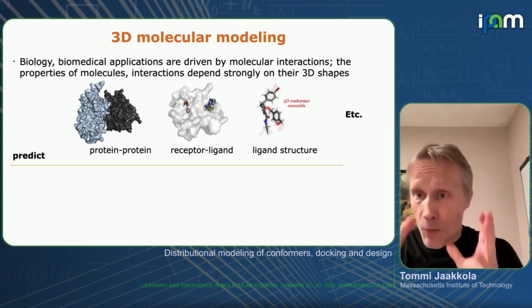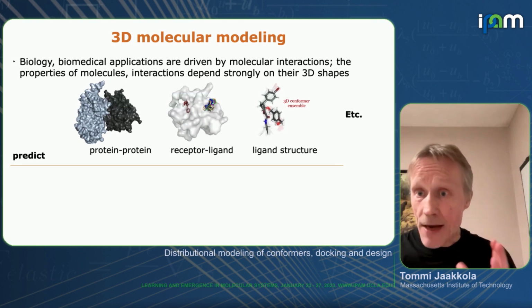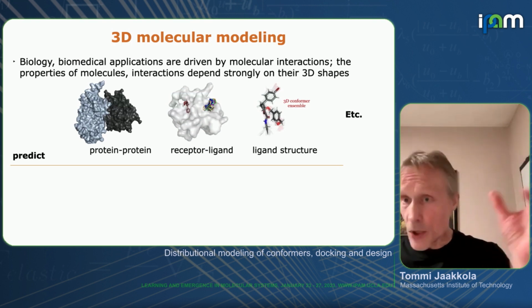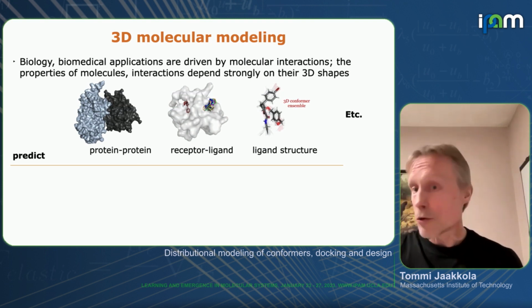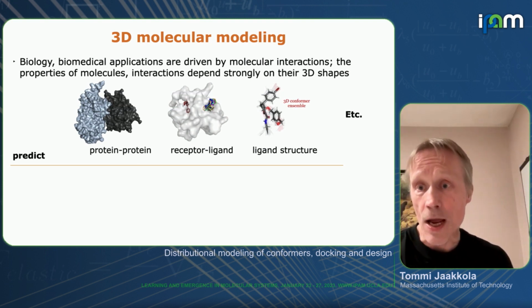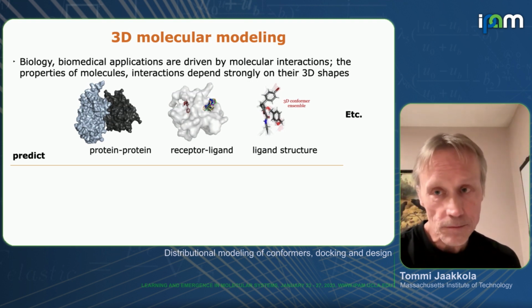So one problem that I'm going to focus on today is blind docking. If you give me a structure of a protein and a small molecule, just a 2D graph of your drug, where does it actually bind on the protein?